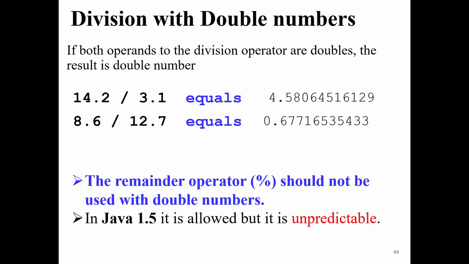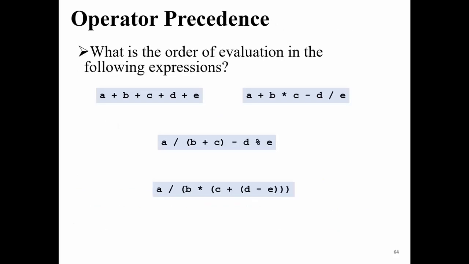That was early on, but after Java 1.5 we are allowed to use the modulus operation with double numbers, and the result is unpredictable. Yes? The answers will be the same even if one of the operands is a double. Yes. So the modulus operator can be used with doubles, but the result is unpredictable. Okay, you have to understand this.